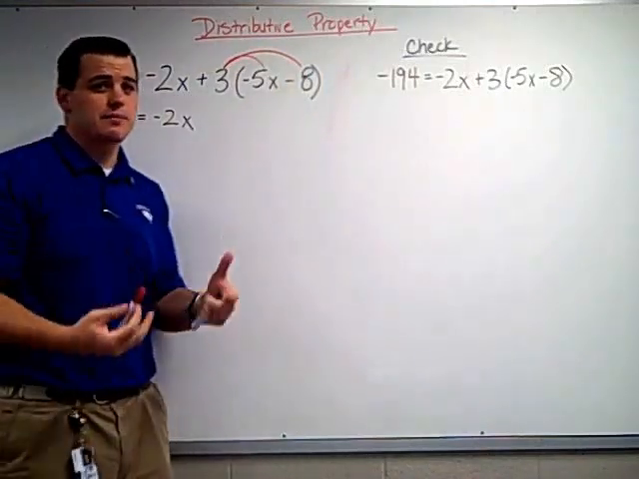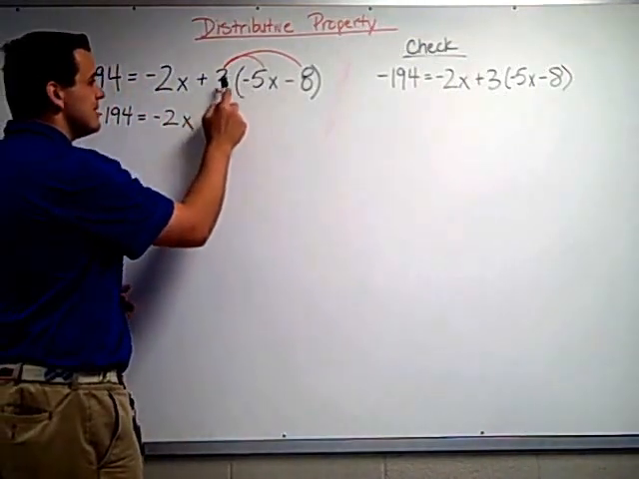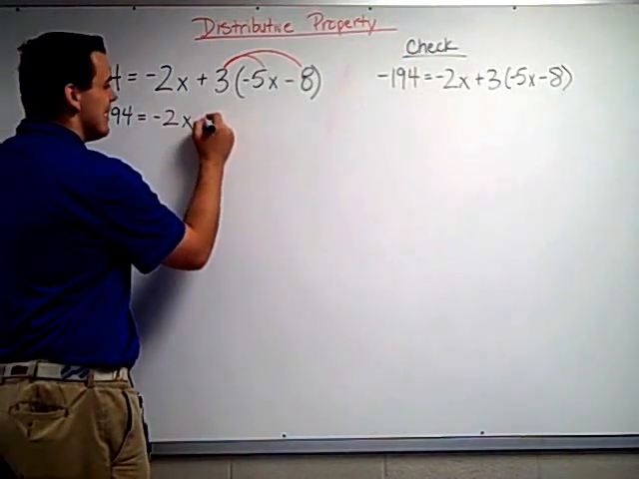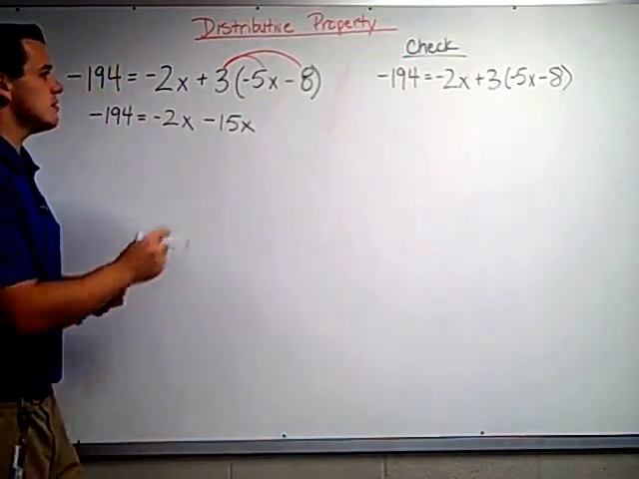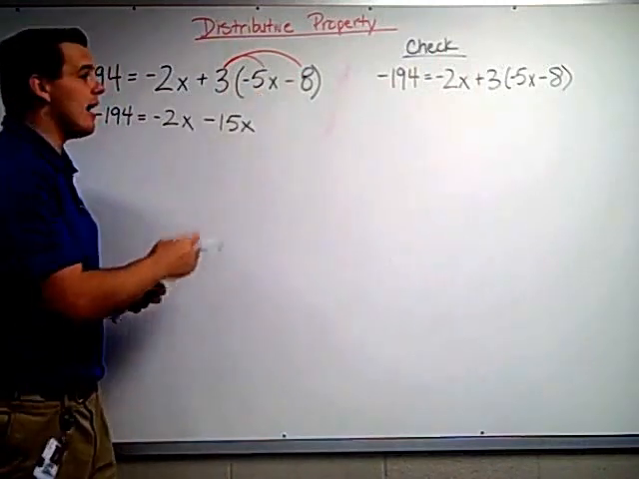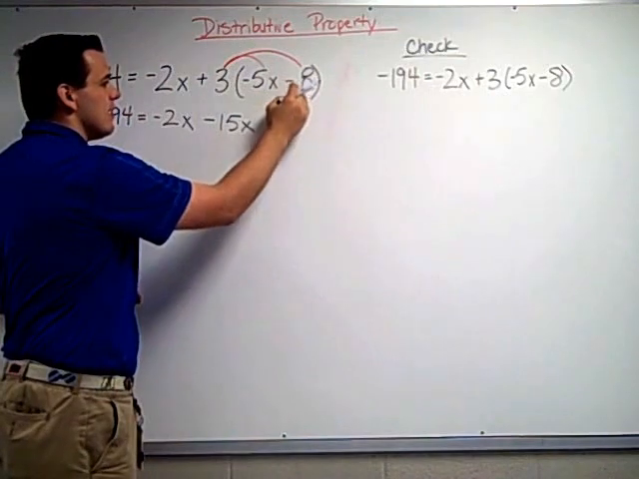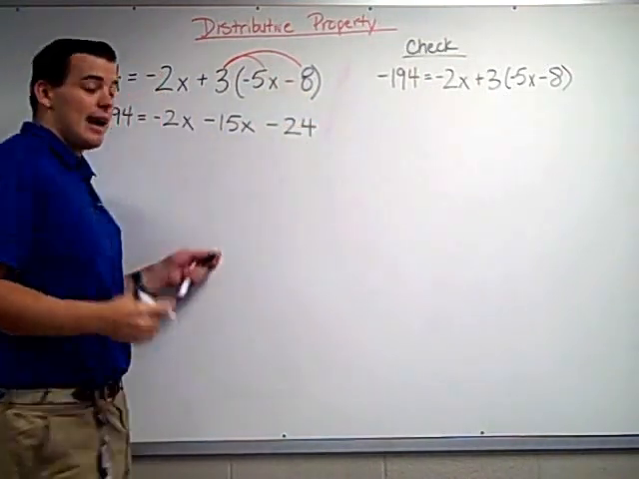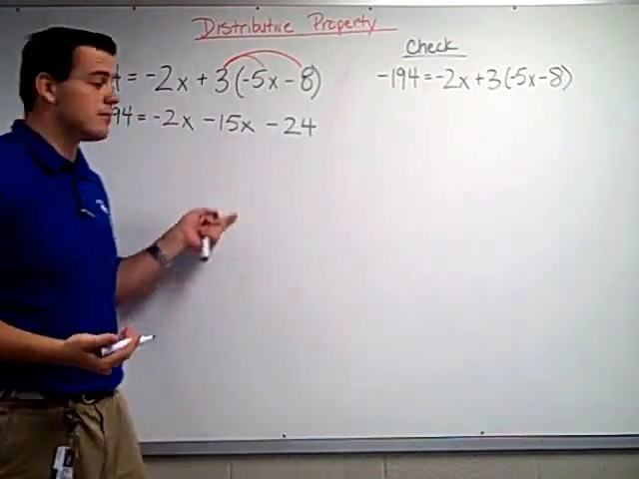And we're just going to simply multiply. Okay? So positive 3 times negative 5 is going to be negative 15x. So that takes care of that. Now I have the negative 8. So positive 3 times negative 8 is negative 24. Now I've completed the distributive property. Now just complete the problem.